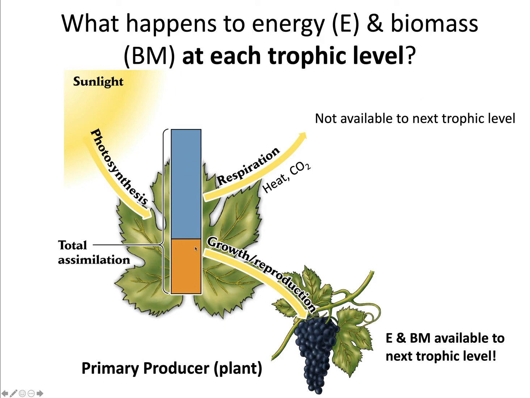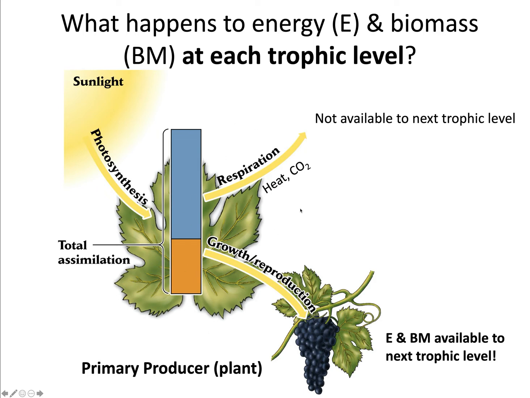And only about 1/3 of that total energy and carbon and other nutrients is actually assimilated into the biomass of the plant, okay? And so only that 1/3 that's basically used for growth and reproduction is energy and biomass that's available for the next trophic level, okay?